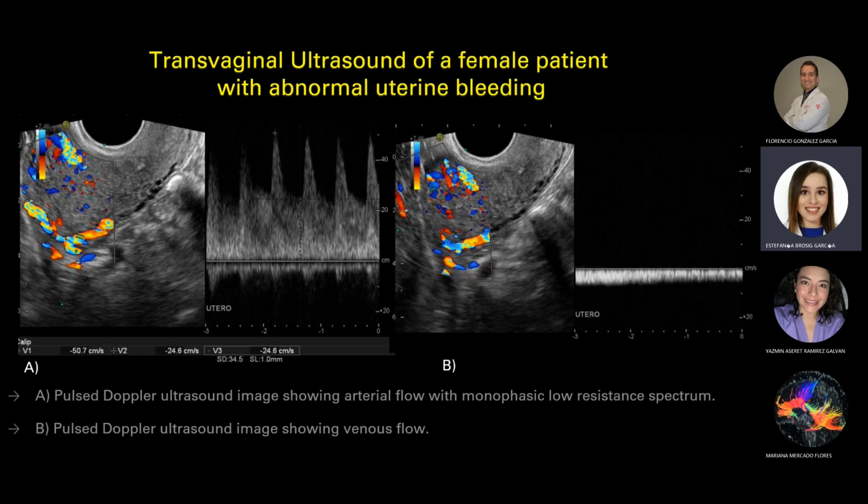is suggestive of uterine arteriovenous malformation as a first diagnostic possibility. We can suggest to the patient a contrast-enhanced MRI of the pelvis for further evaluation.